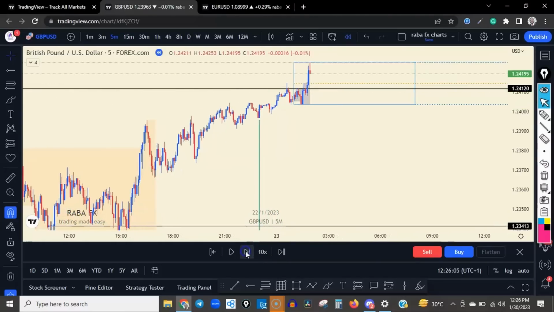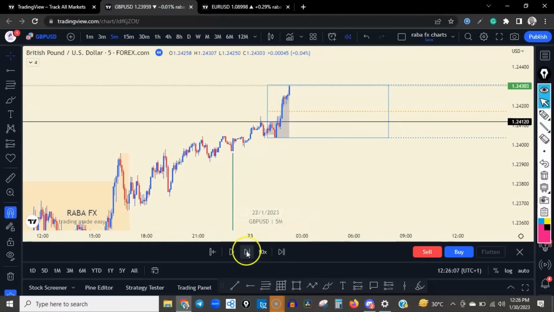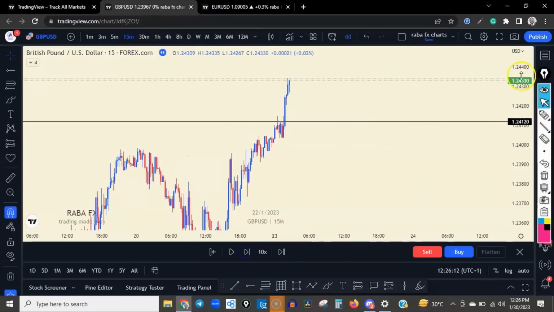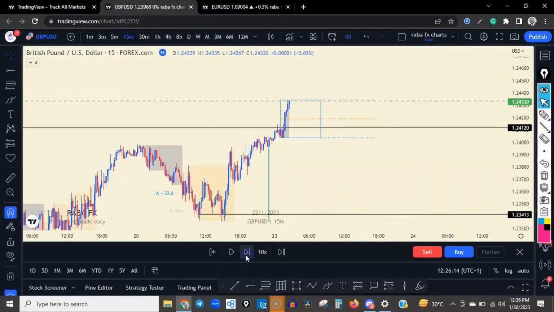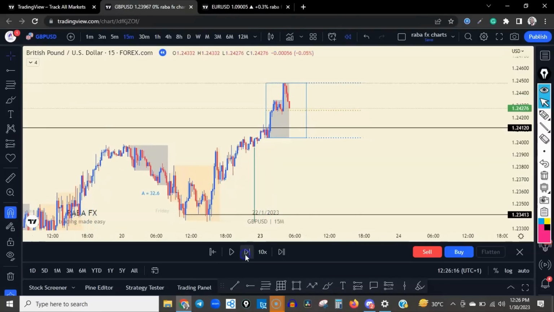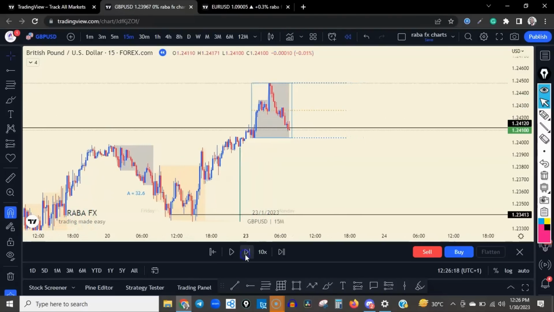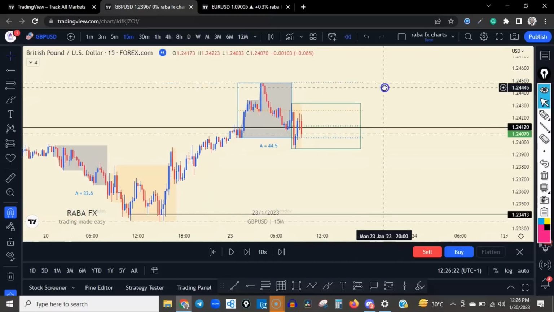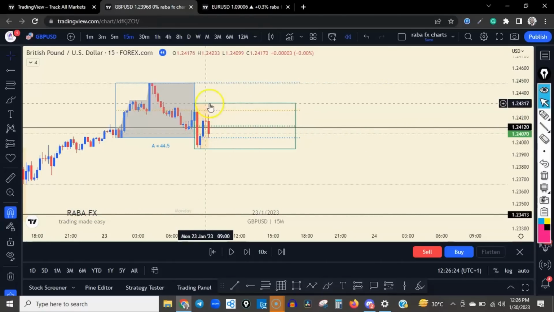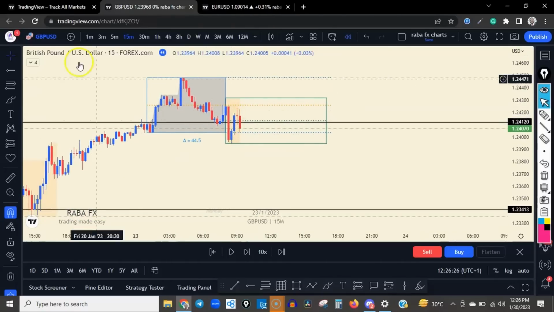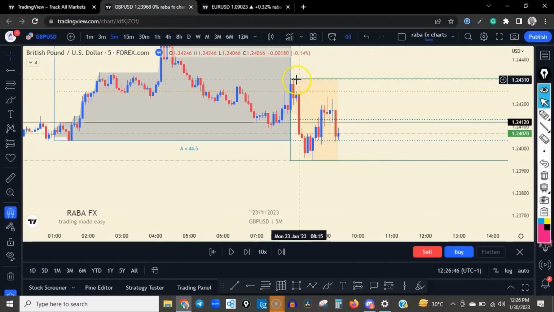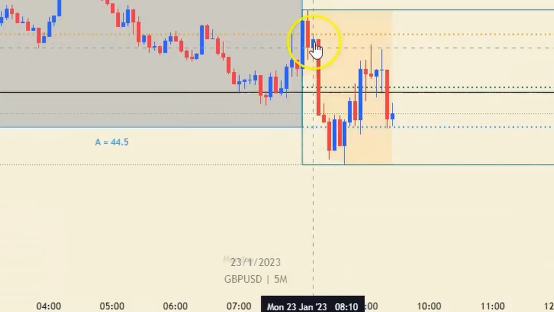Now this is the Asian session printing. Let's go back to the 15 minutes to make it faster. During the Asian session, I don't trade because here in my country, I'm already falling asleep. Now, as you can see here, this is the London session. The London session opened. I go to my 5 minutes. London opens. We wait for price to trade to that level.